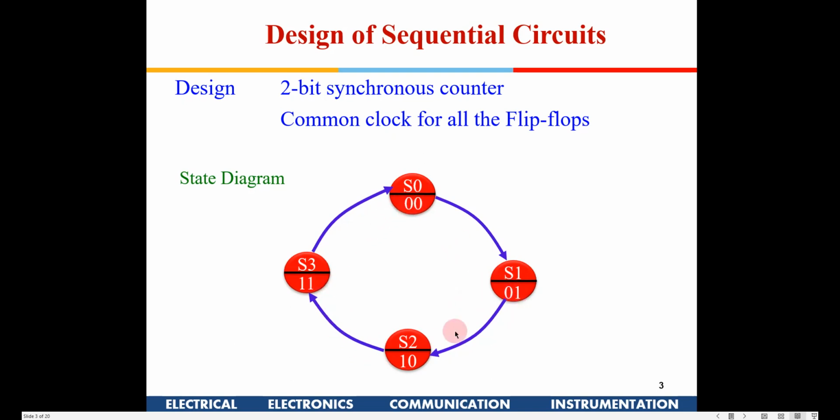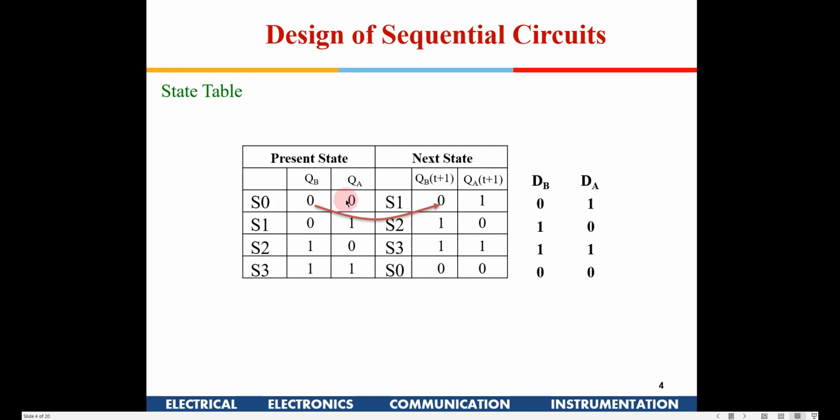There have to be two flip-flops because there are 4 different states. So 2 flip-flops are required. Now if it is 0 0, the next state is 0 1. If it is 0 1, the next state will be 1 0, and for 1 0, the next state will be 1 1, and if it is 1 1, the next state will be 0 0. So we made this table, which is known as the state table.